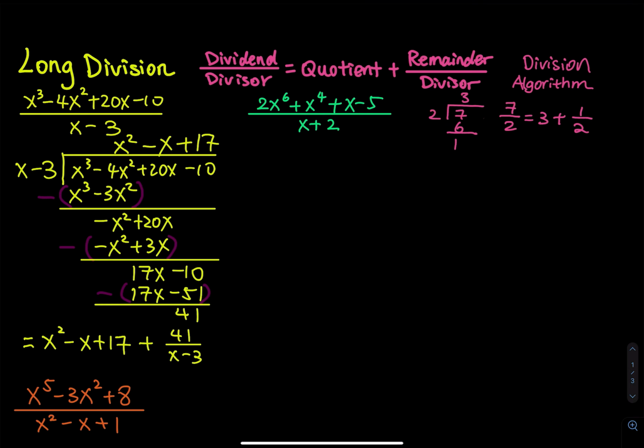If the remainder is negative 41, then you put a negative up there. And then you box this answer. This is your final answer.